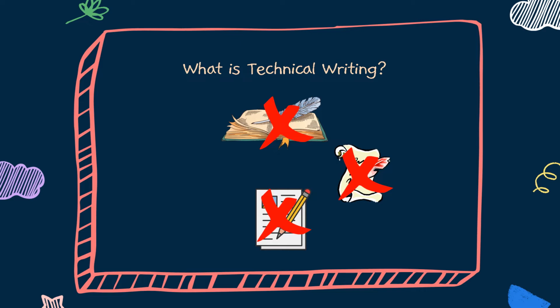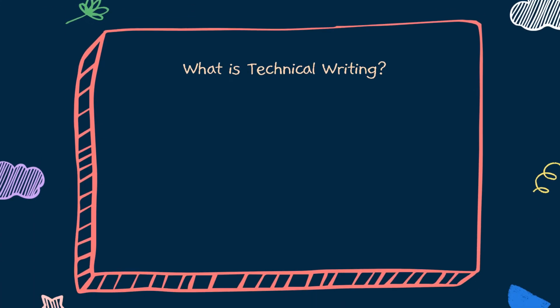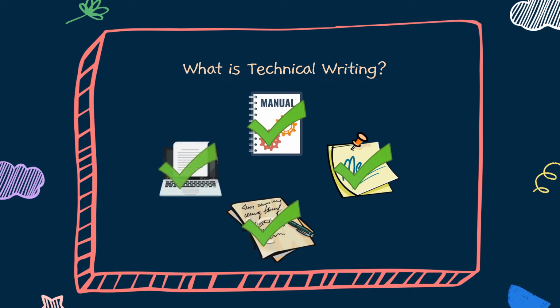It is also not journalism written to report the news, and it does not focus on poetic images nor describe personal experiences. Instead, technical writing is an instructional manual for repairing machinery, a memo listing meeting agendas, a letter to a client, or a recommendation report proposing a new computer system.